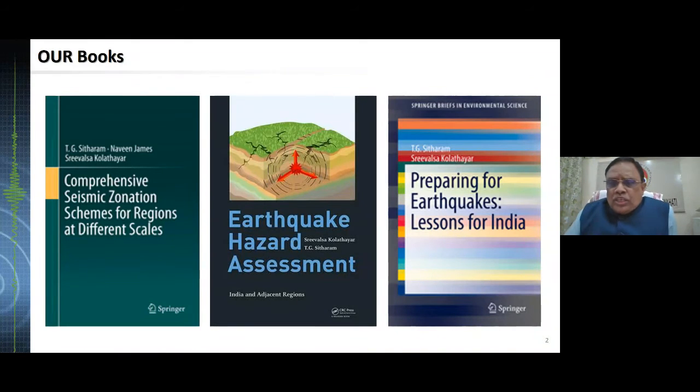Some of our contributions in the last 20 years, myself and my students: the first one is the earthquake hazard assessment for India and adjacent regions. This is a book from CRC Press. Then there is comprehensive seismic zonation schemes for regions at different scales, where we talked about micro, macro, and intermediate scale. We have also given clear guidelines on what kind of geotechnical and geophysical investigations one needs to carry out to comprehensively zone different regions with different populations. We have considered both the hazard as well as the population. We also thought that in India we need to prepare the public particularly, so we have talked about how to prepare for an earthquake. There is another book in the Springer series.